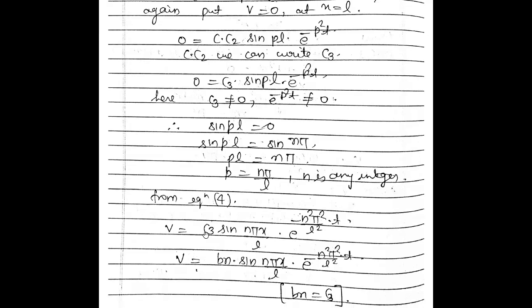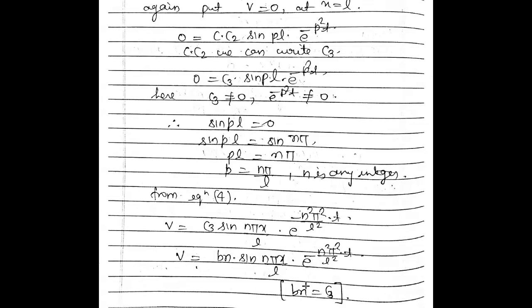Now from equation 4, just write all these values. So V is equal to, we are considering c2 as a new constant c3, sin n pi x upon L into this one, and we are considering Bn as the new constant c3. We can replace a constant by anything, so just don't worry about it. So V is equal to Bn sin n pi x upon L into e to the power this one, right? This is your final solution for the heat equation by the method of separation of variables.